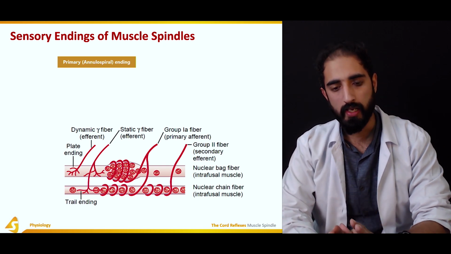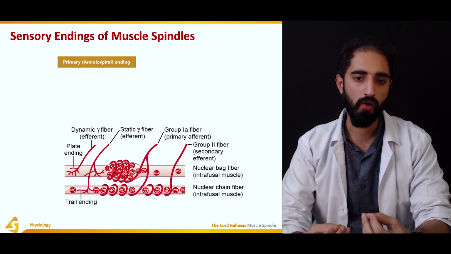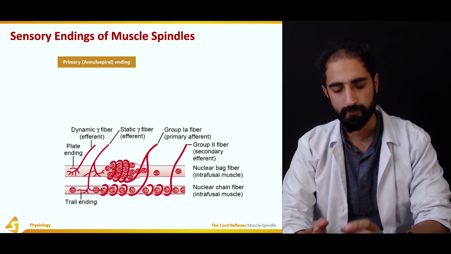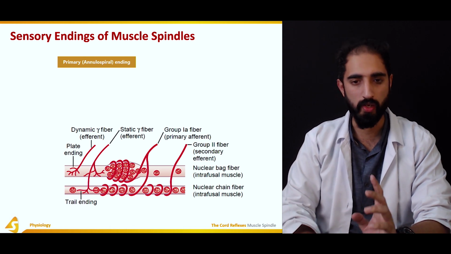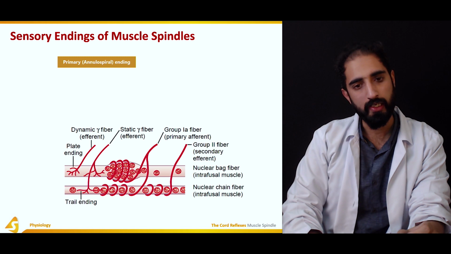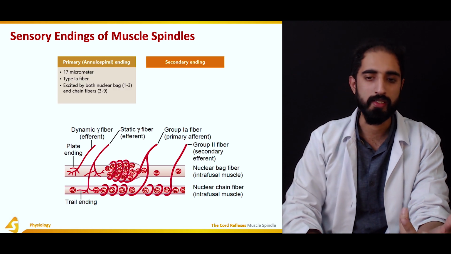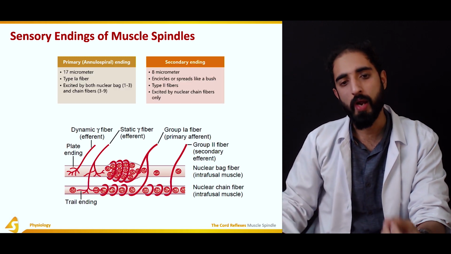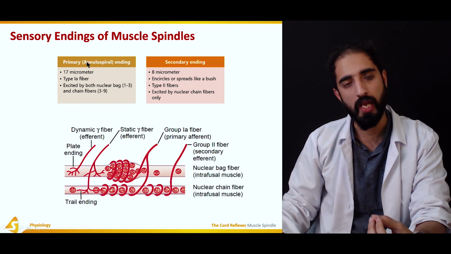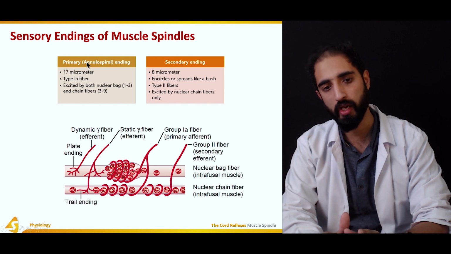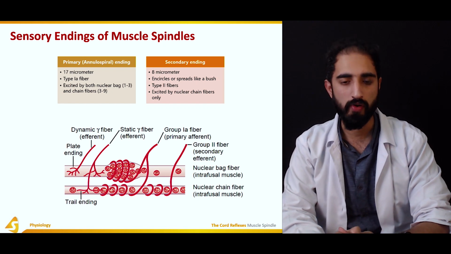Depending on the type of the nerve ending, there are two different types of sensory endings of the muscle spindles. One is the primary ending, and the second one is the secondary ending. The primary ending is also known as the annulospiral ending, and it is excited by both the nuclear bag fibers and the chain fibers.